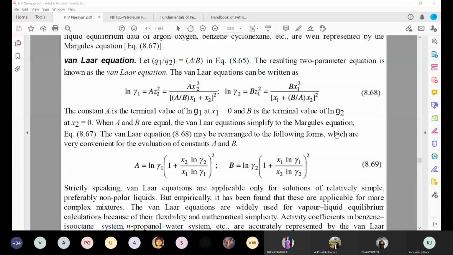8.68. Yes sir. Okay, so that is the Van Laar equation which I discussed last time. So what we need to do is find the values of A and B. Right? ln gamma 1 is equal to some equation in terms of A and B. You know the composition, right? What is the composition given?